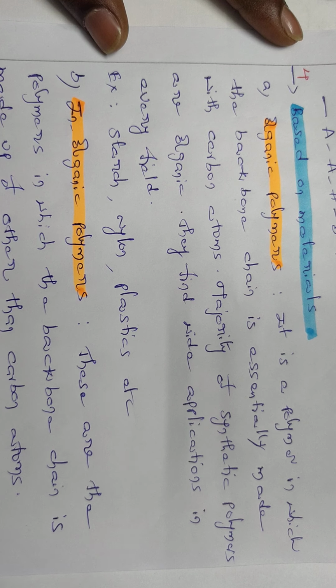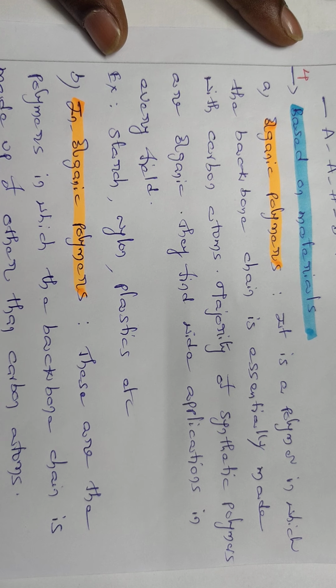Organic chemistry, organic compounds. So organic compound means the compounds which are made up of carbon atoms, carbon and its compounds. So similarly, organic polymer means the polymer in which the backbone chain is essentially made with carbon atoms. Okay, so the majority of synthetic polymers are organic. They find wide application in every field.